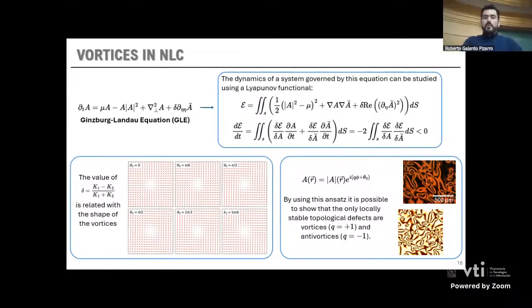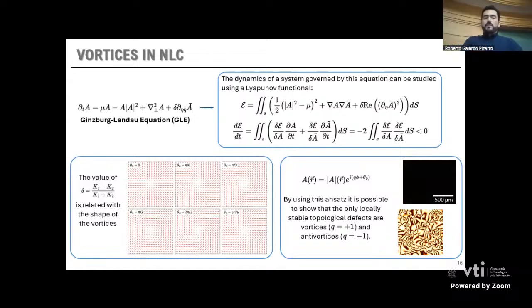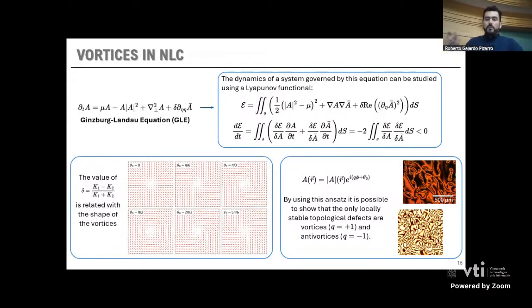Okay, you mean this situation doesn't apply to this triplet state? Yes, it applies, but we should add some terms in this Lyapunov functional, because we have a different PDE. We have a different equation for that. Yeah. Okay, and it breaks everything.